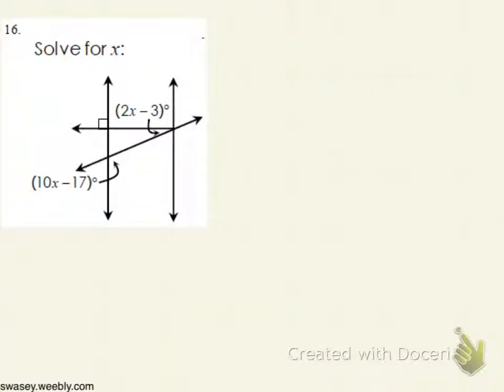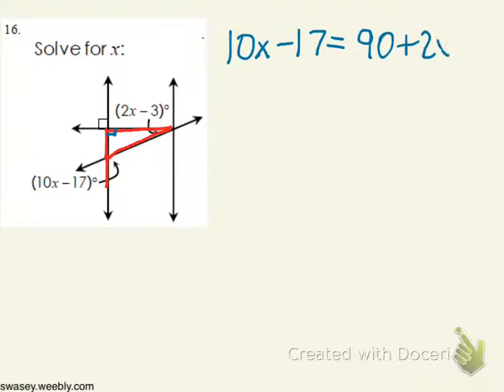Here we've got an external angle for the triangle. So you've got this triangle here, you've got one side extended, and that external angle is 10x minus 17. Now we've got vertical angles here. Vertical angles are congruent, so that's a right triangle. So if we can set the external angle equal to the sum of the two remote interiors, so 90 plus 2x minus 3.